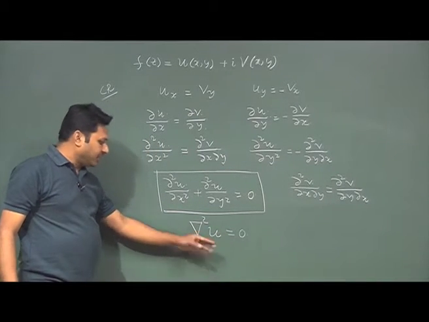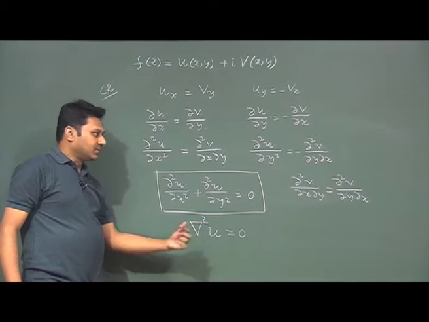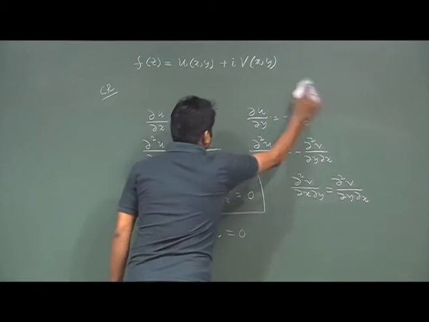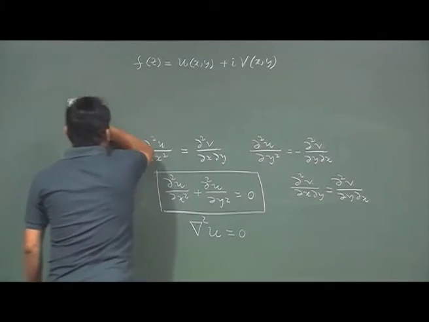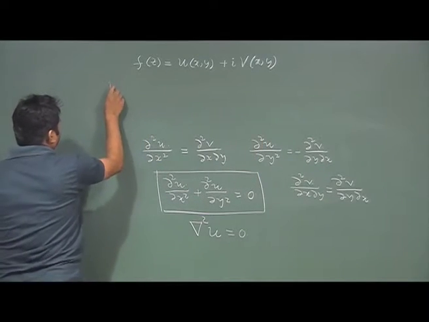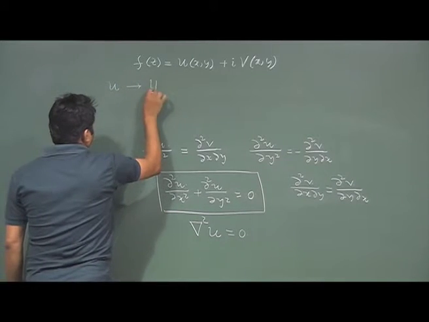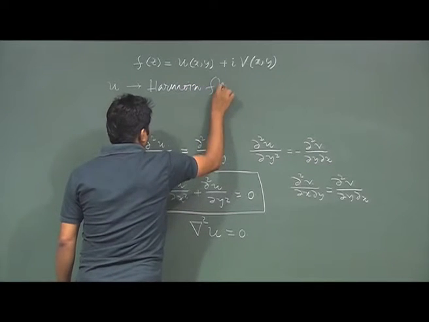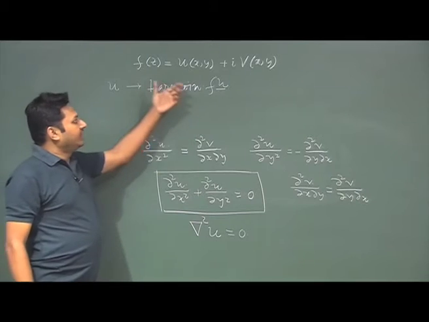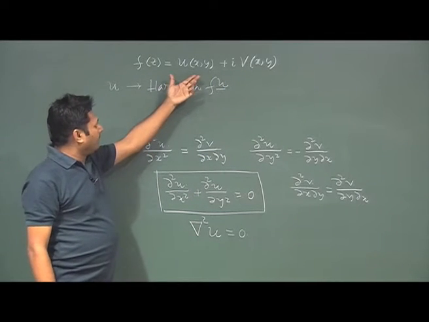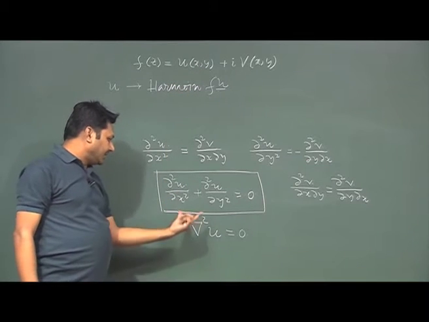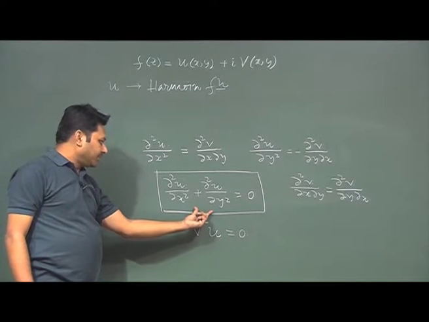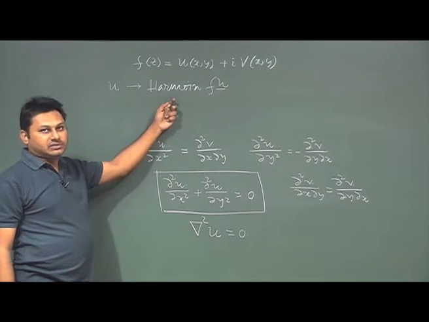u is such a function that you should have del square u is equal to 0. It essentially means that u is a harmonic function. So u is a harmonic function. If u and v are given to you, and if you want to find out what is the nature of u, you will find that the nature of u is such that it follows a very nice expression, and from this expression you can readily see that u is a harmonic function. So no doubt about that.